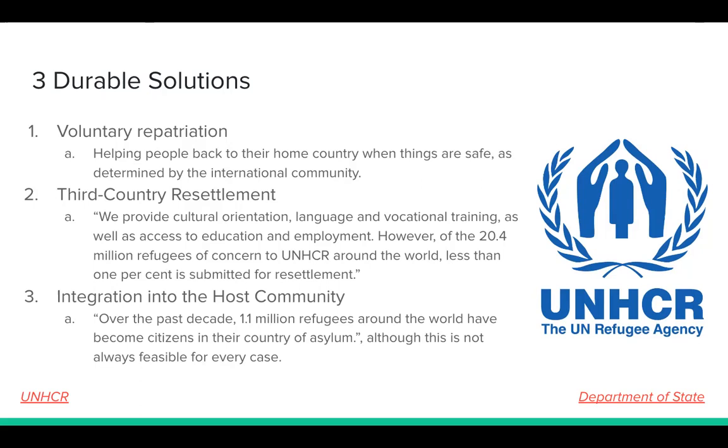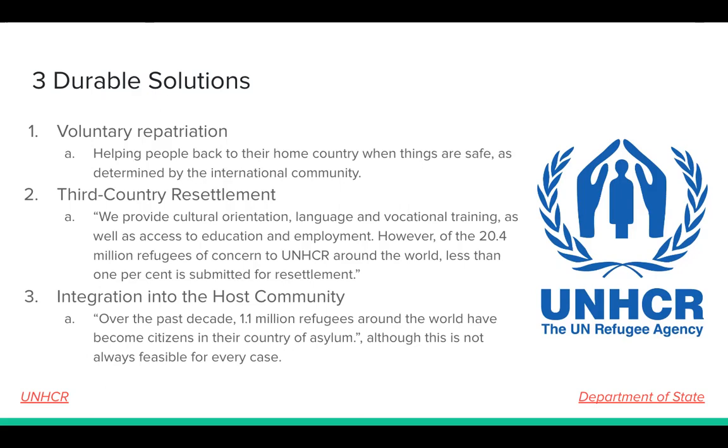So third country resettlement, which is a lot of what, so if you stay at a refugee camp and then come to the US, that's what third country resettlement is, usually. So we provide cultural orientation, language, and vocational training. So this is the UNHCR providing all of these services before the refugees arrive to the US.